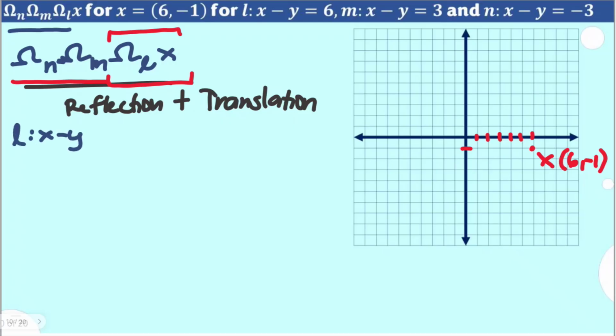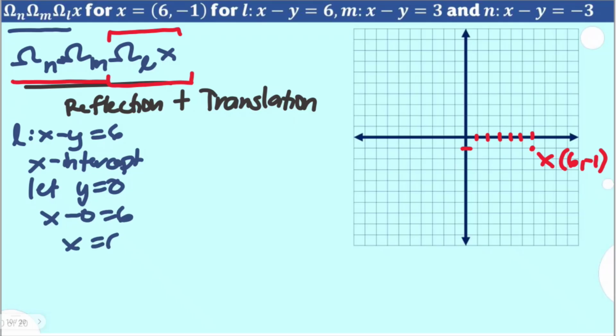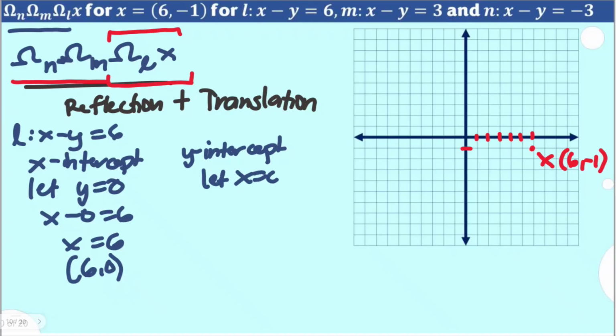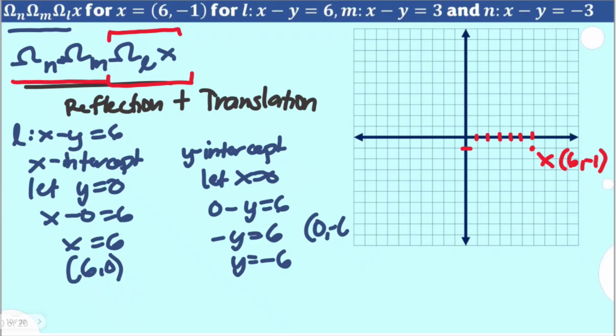In L, X minus Y equals 6. For your X-intercept, we let Y be equal to 0. So we have X minus 0 is equal to 6. X is 6. So your X-intercept is at (6, 0). For your Y-intercept, let X be equal to 0. So you have 0 minus Y is equal to 6. Negative Y is 6. So Y is -6. Therefore, we have here (0, -6). These are the two intercepts for our first line.